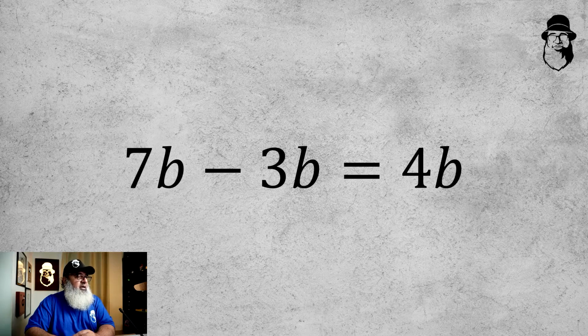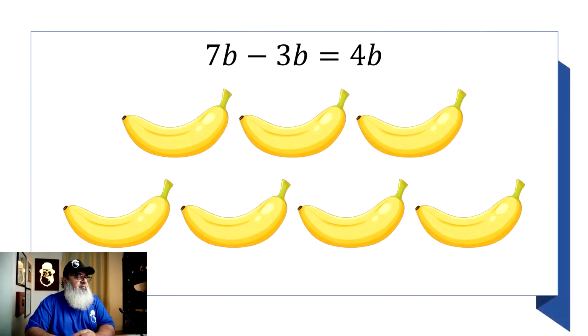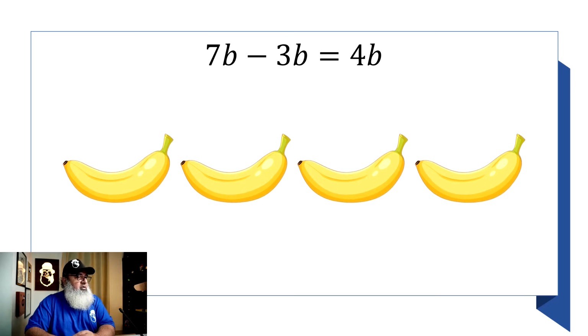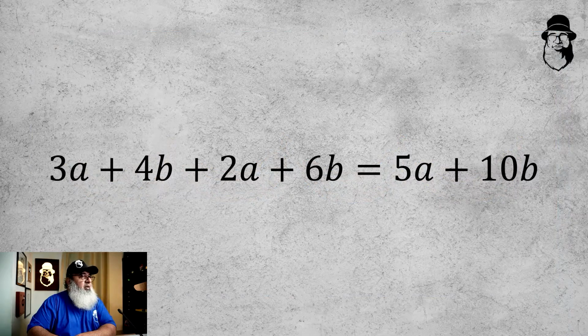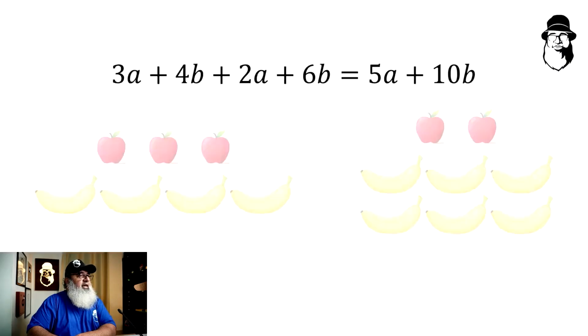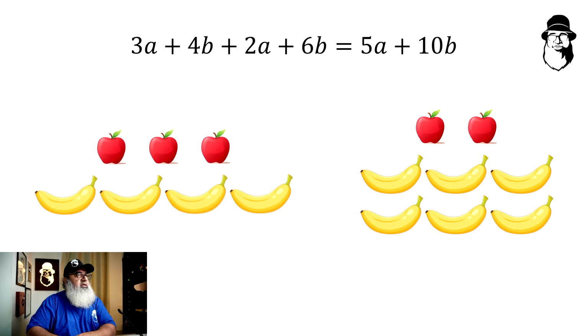Similarly, 7b - 3b = 4b. This is like saying if there are 7 bananas and we take 3 of them away, now there will be 4 bananas left. And we can have a mixture of letters also. Here we can think that 3 apples and 4 bananas are placed with 2 apples and 6 bananas. So there are 5 apples and 10 bananas.